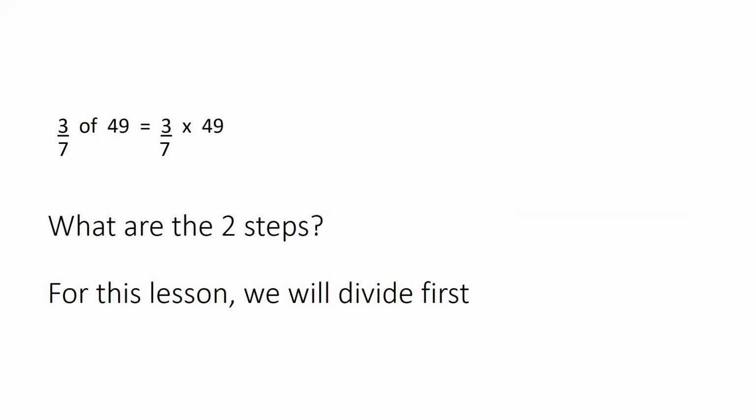We are going to divide first. So we're going to multiply by 3 and divide by 7. But because 7 is a factor of 49, that means we can divide and have no remainders. We're going to do that. So 49 divided by 7 is 7. We're going to put a 1 here because 7 divided by 7 is 1. Then 3 times 7 is 21.